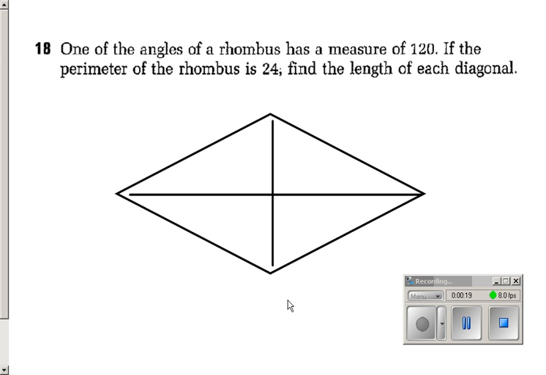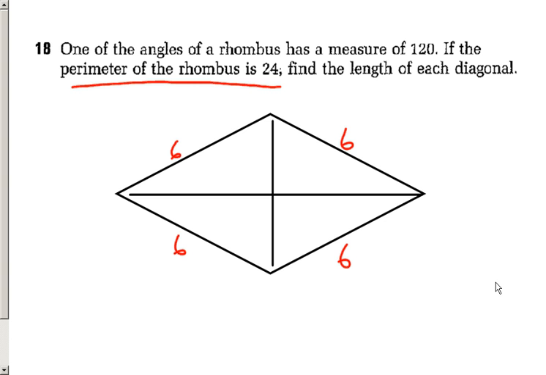So we have to know some properties of a rhombus. The first property, if the perimeter is 24, which this says, we know all the sides have to be 6. There are 4 sides, all congruent, thus making all the sides 6. So there's one of the things I know. You'll also know that the diagonals bisect the angles at each vertex.